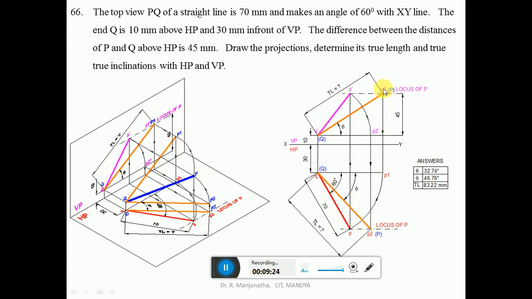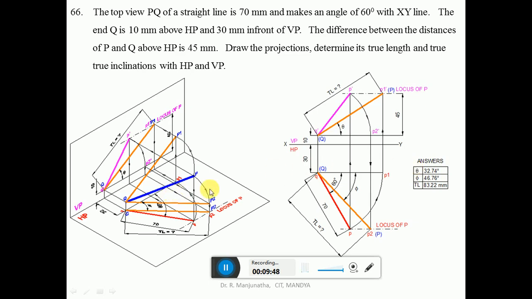So you are going to get this point P1 dash. Then QP1 is the line which is parallel to VP, so you are going to get the true length here. You mark this as capital Q and capital P. Then join Q dash and P1 dash a little bit thicker than the projector line. Denote this angle with respect to HP as theta. We will measure the angle later.